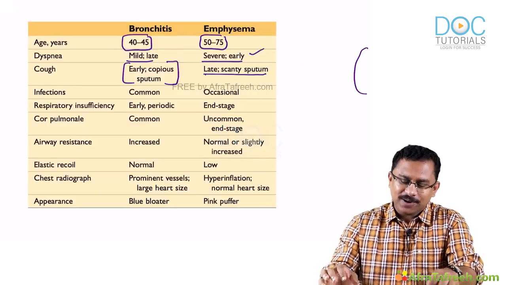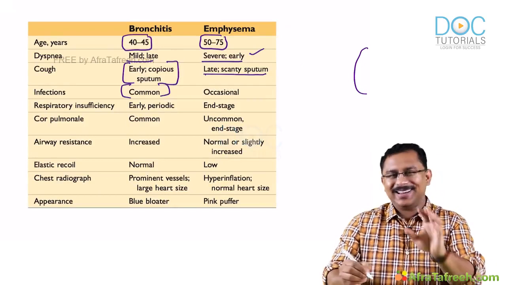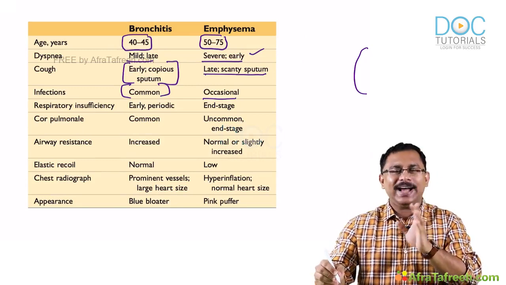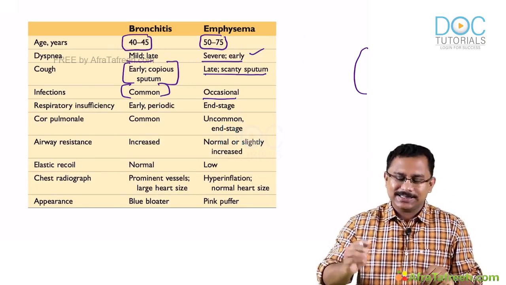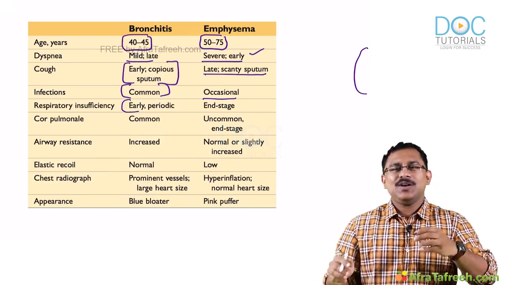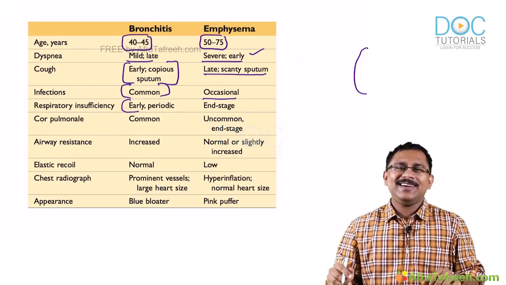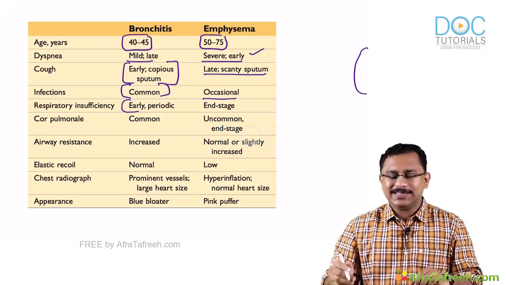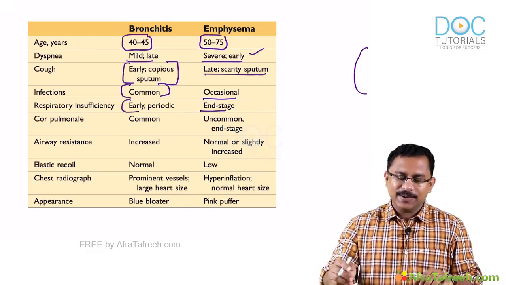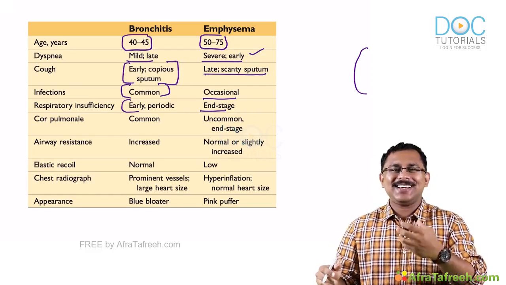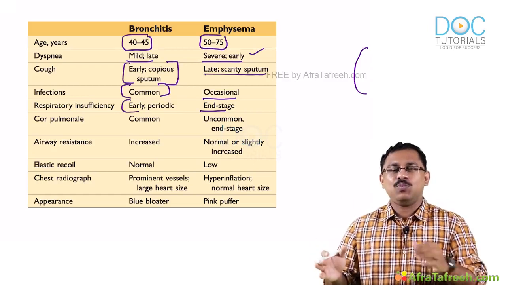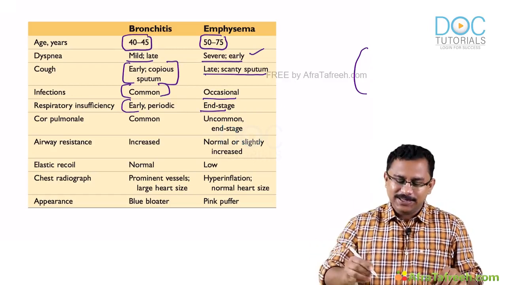So, infections are common in case of bronchitis. Remember, impaired mucociliary clearance. Yes, emphysema also you can have, but compared to chronic bronchitis, it is less likely. Now, respiratory insufficiency, that is going to a respiratory failure, is more in case of chronic bronchitis, whereas it occurs but towards later stages in case of emphysema. Because in emphysema, there is always a compensatory response. You have a hyperventilation, and you remember it is a type 1 respiratory failure that happens.